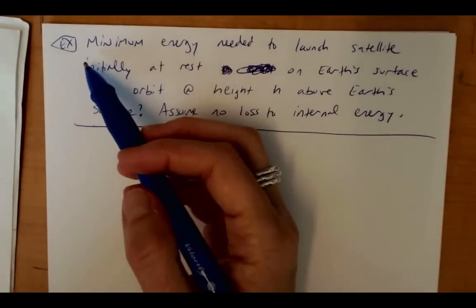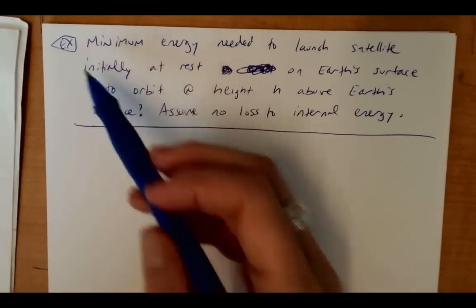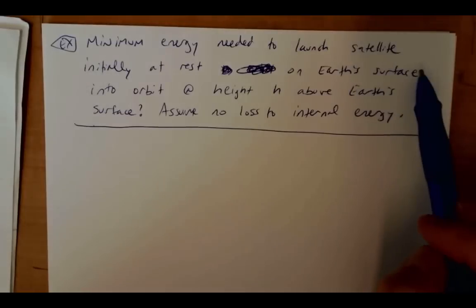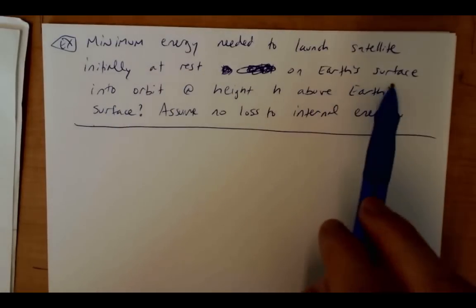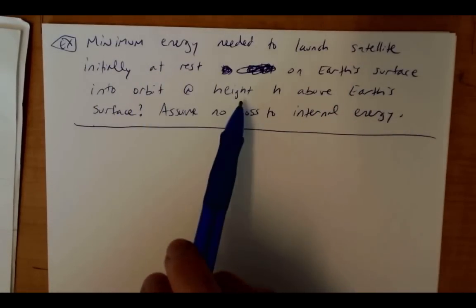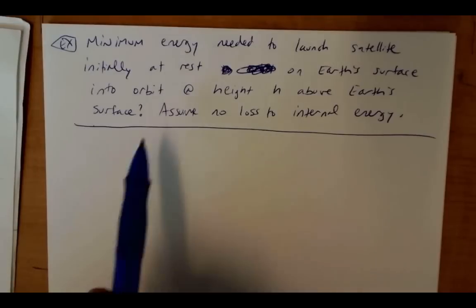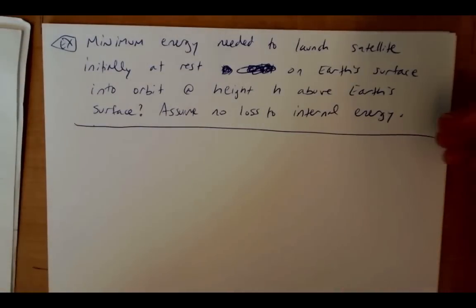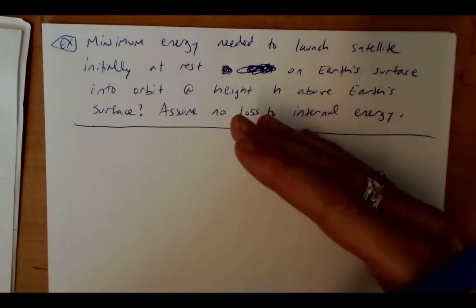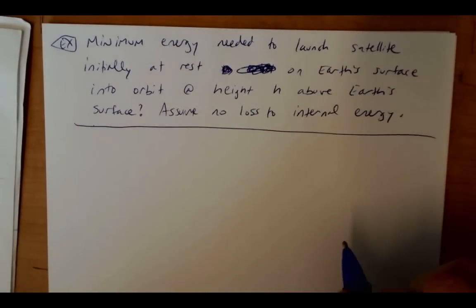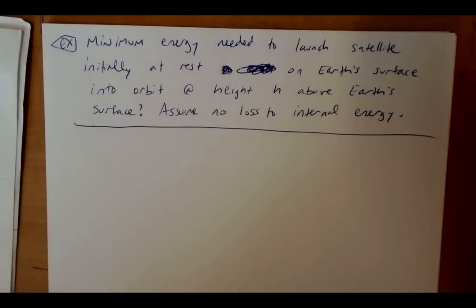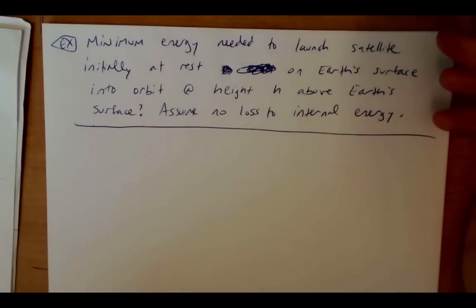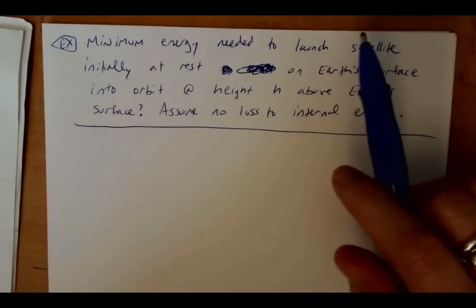All right, this is an example from chapter 13. The question asked to find the minimum energy needed to launch a satellite that was initially at rest on the Earth's surface into orbit at some height h above the Earth's surface, and assume no loss to internal energy. So the idea here is, what is the energy that you need to add in order to move it from the surface into orbit? So really what you're doing is comparing the energy that it started with when it's at rest on the Earth's surface, to the energy it would have once it's in orbit, and finding what the difference is.